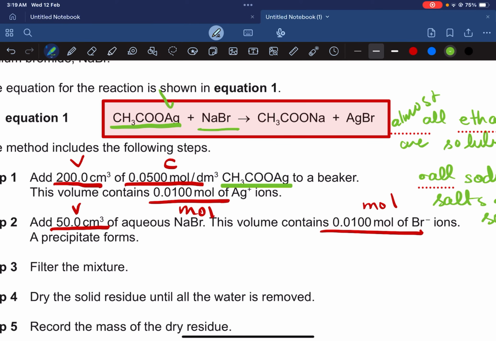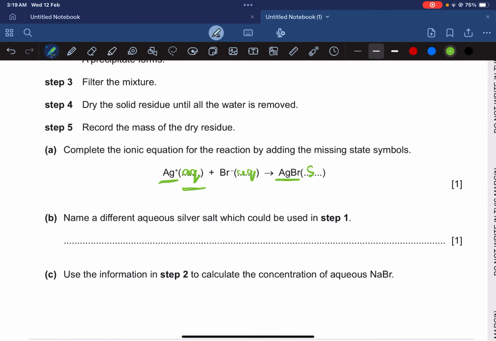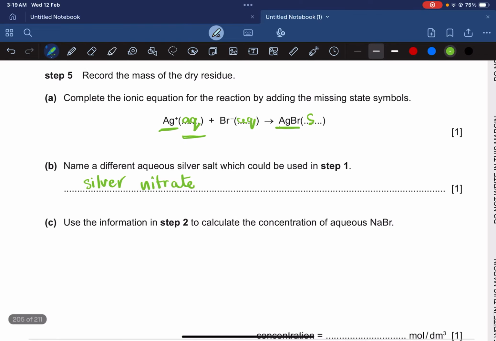So if we are taking any other silver salt except silver ethanoate, it can be silver nitrate, because it has to be soluble. Some of you might think that it can be silver sulfate, but silver sulfate is partially soluble, it's not fully soluble. So don't write silver sulfate because it is not fully soluble. Okay, use the information in step 2 to calculate the concentration of aqueous NaBr.